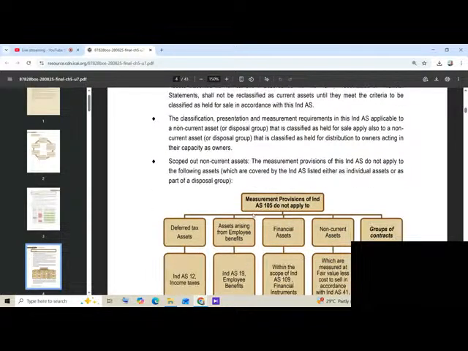The classification, presentation, and measurement requirements in this Ind AS applicable to a non-current asset or disposal group that is classified as held for sale apply also to a non-current asset or disposal group that is classified as held for distribution to owners acting in their capacity as owners. Scoped out non-current assets: the measurement provisions of this Ind AS do not apply to the following assets which are covered by the Ind AS listed, either as individual assets or as part of a disposal group.